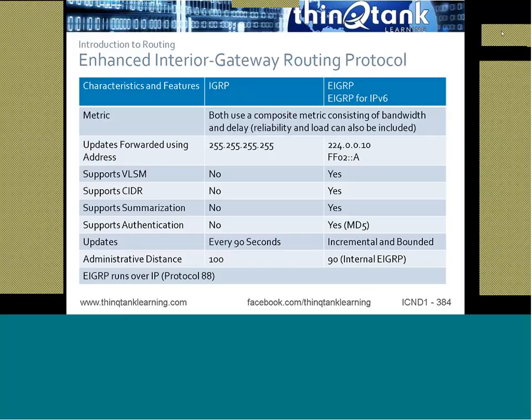Also notice that EIGRP sits right on top of IP. There is no transport layer function for EIGRP. It rides directly on top of IP using protocol number 88. Now you guys know what it means to say protocol 88. We're talking about the protocol ID field in the IP header. EIGRP uses protocol 88. What about OSPF?